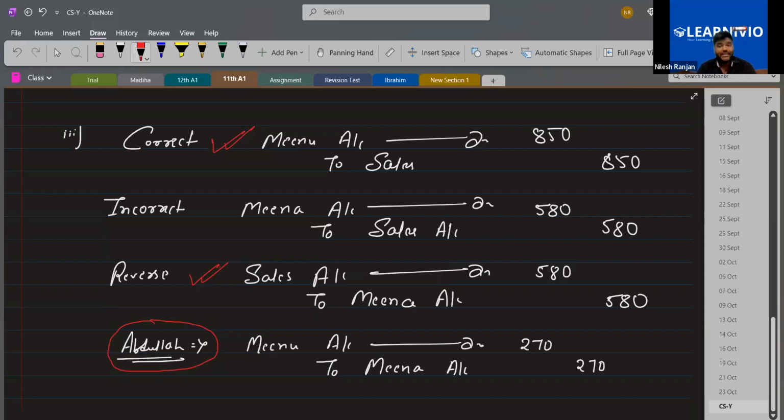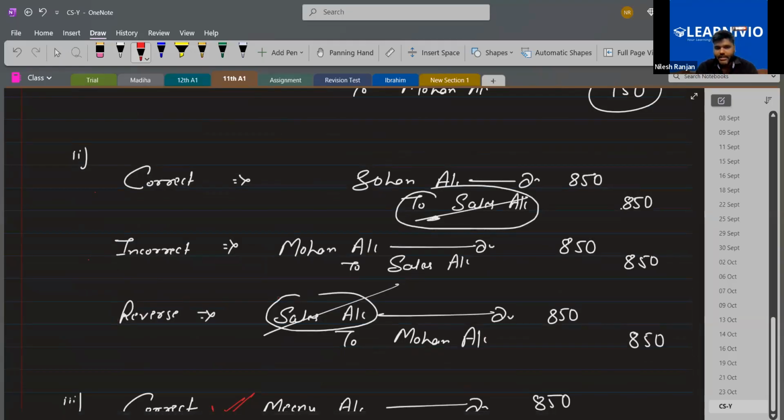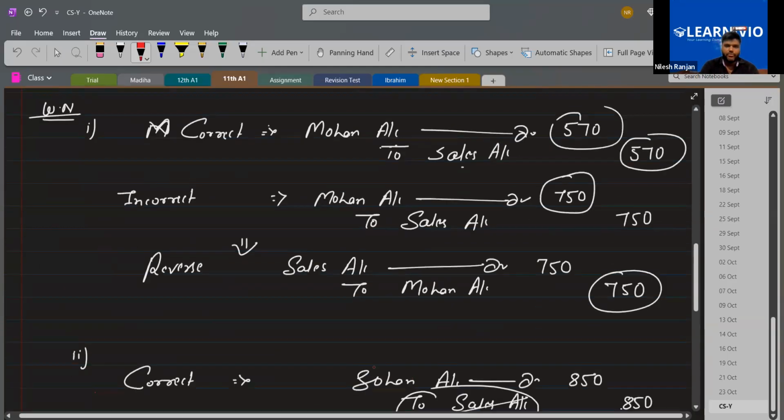Abdullah, you want to rectify your entry? Yes, sir, my answer is wrong, I know, but I can't think of the correct answer. Okay. You understand the previous one I have done. I have written incorrect, correct, then reverse. The sales account I have removed, Sohan to Mohan. So I have written here Sohan to Mohan, the balance, two items.